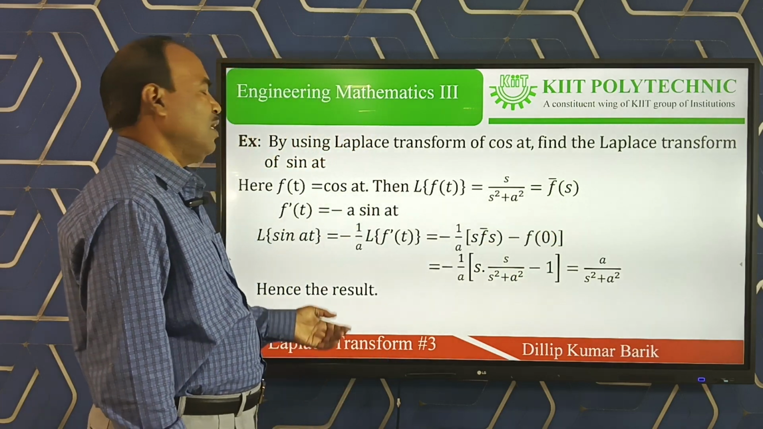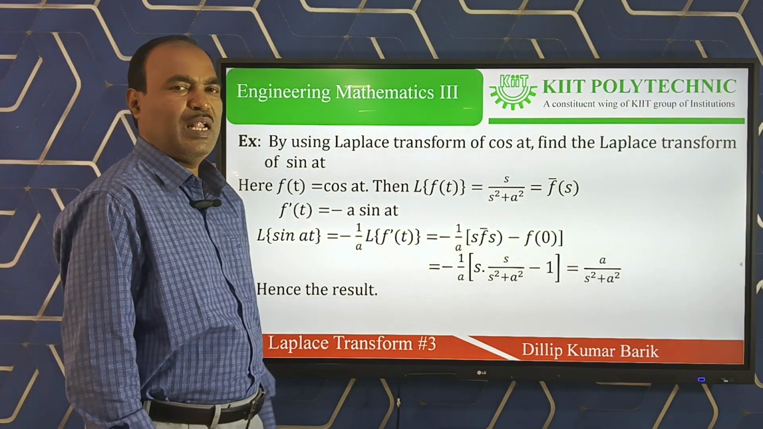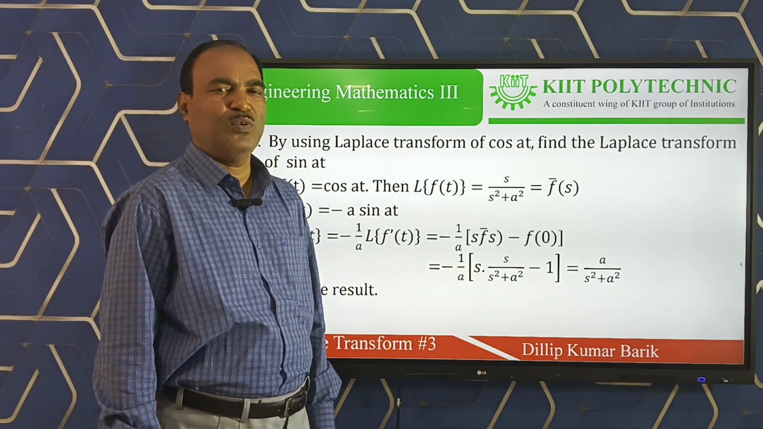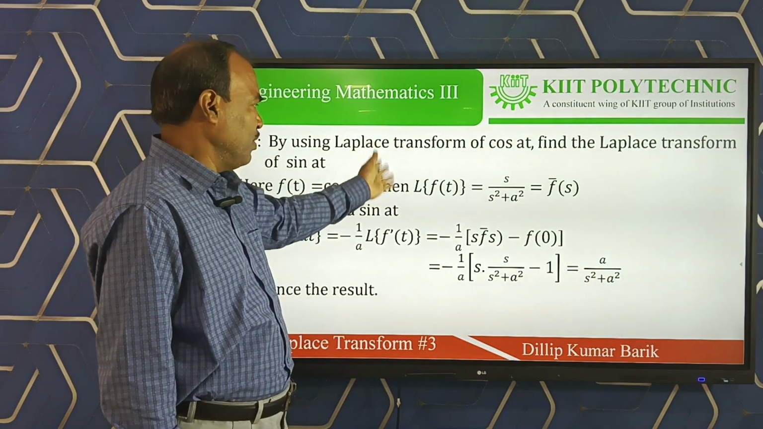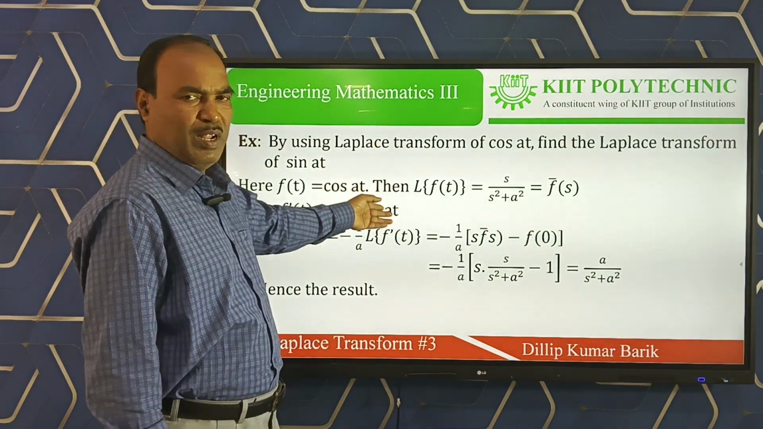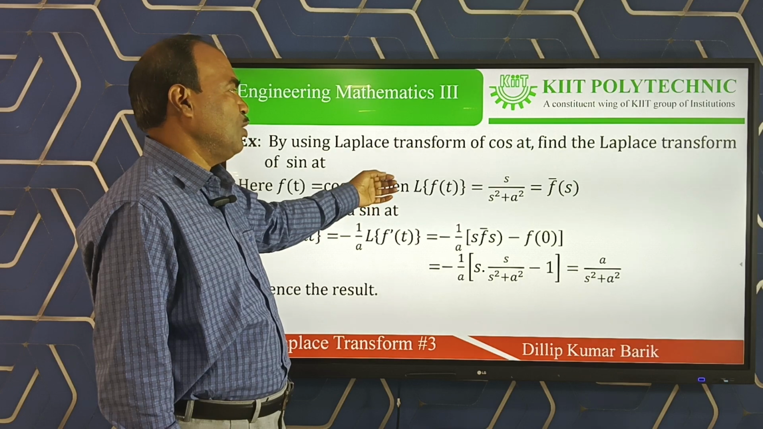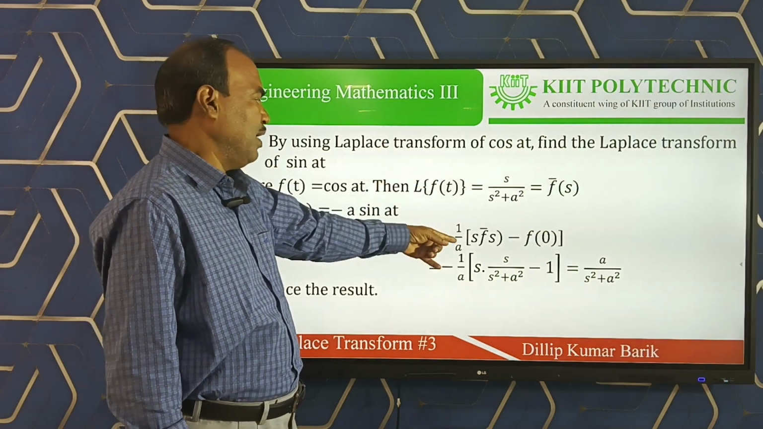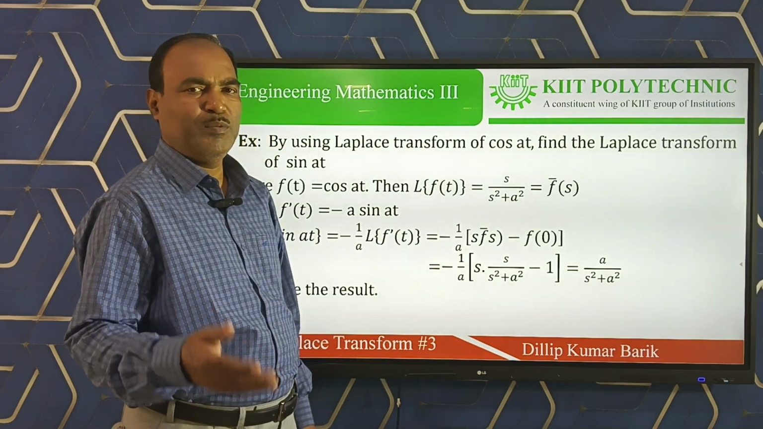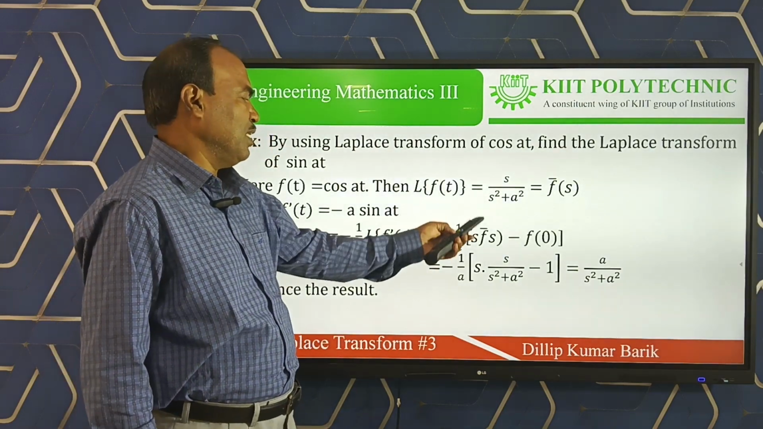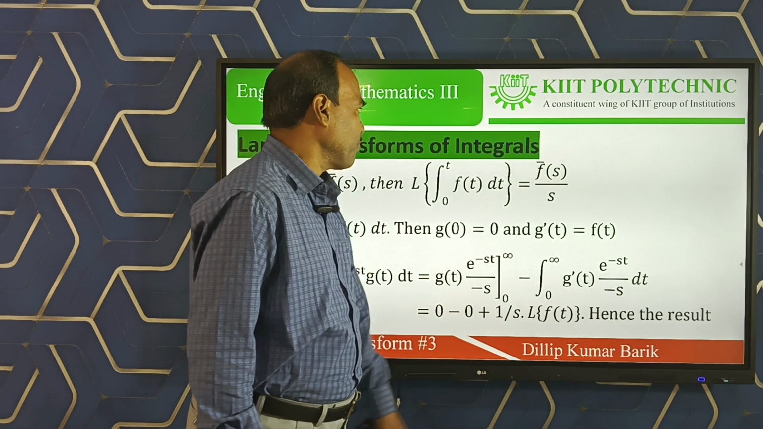So clearly from the formula we also know Laplace of sin at is equal to a by s square plus a square. So also from this formula, Laplace of sin at using the Laplace of cos at, a by s square plus a square. Similarly, we can simplify many more questions using this discussion.